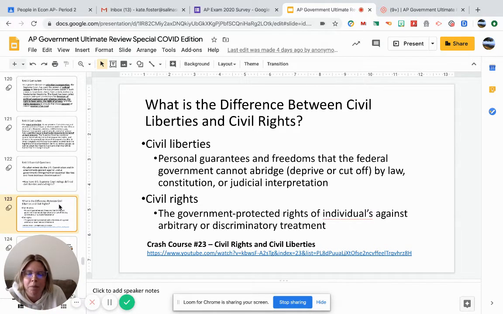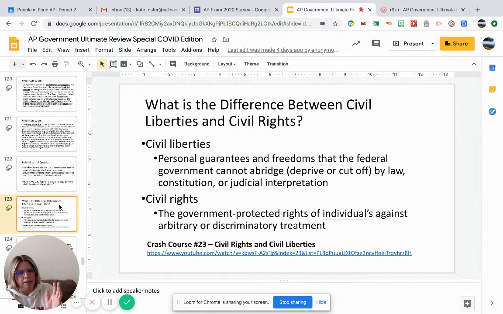Civil liberties are basically your personal guarantees, your freedoms, your protections from government. So my freedom of speech, my right to bear arms, those are all examples of civil liberties. It's protections that I need from government because they're going to try to take away my rights.